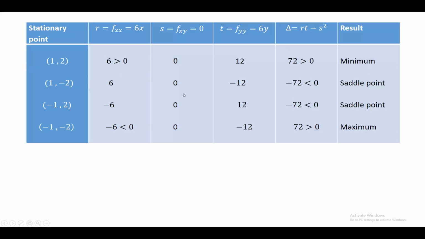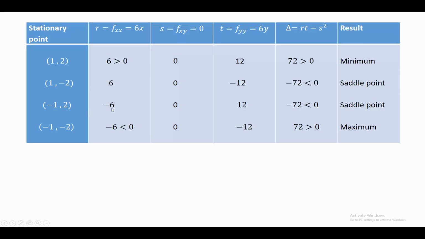Now at point (1, -2), delta equals RT minus S square. So this is minus 72 minus 0, which is minus 72. This is a negative value, delta negative. So this point (1, -2) is a saddle point.